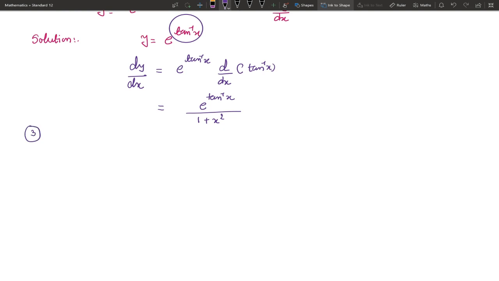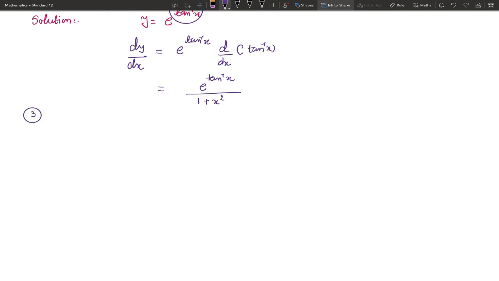Third example, y equal to sine raised to 4x. Obtain dy by dx. When we obtain dy by dx, you observe this is actually nothing but sine x raised to 4. So this is of the form x raised to n. As x we have sine x, which is a function of x.